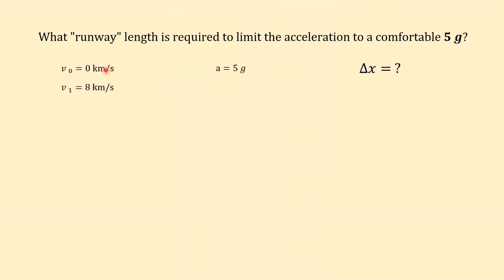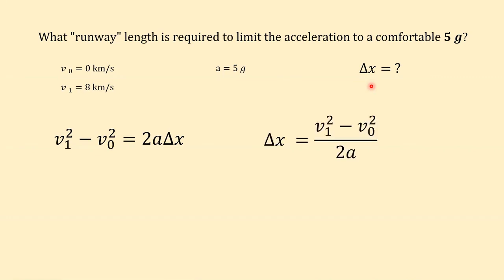So now we still know the initial and final velocities. That hasn't changed. It's the acceleration now that we do know, and what we're looking for is delta x. That's now the unknown variable. How long does this track need to be so that you not only don't kill your astronauts, but you don't make them faint before they get to space? So we start with the same equation because it's the same variables. This time we're solving for delta x.